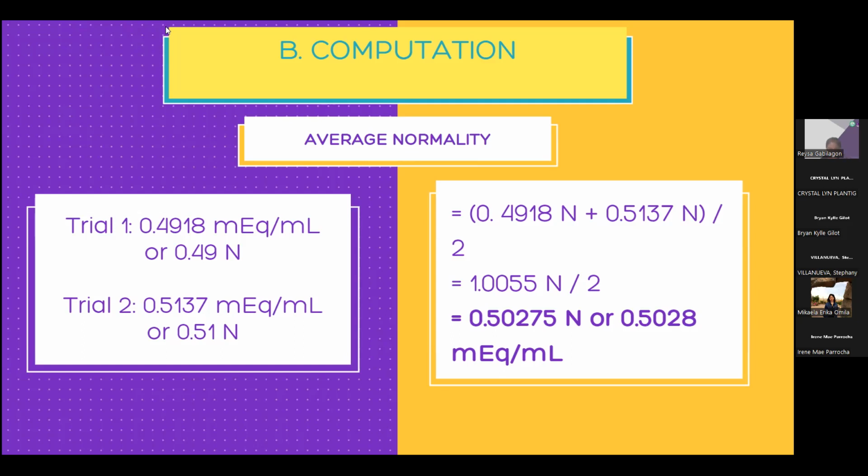Sige. Go. Thank you. So for the average normality, we got this result by adding the normality of trial 1, which is 0.4918 MEQ, and trial 2, which is 0.5137 MEQ, and dividing it by 2 in order to get the final result with an average normality of 0.5028.